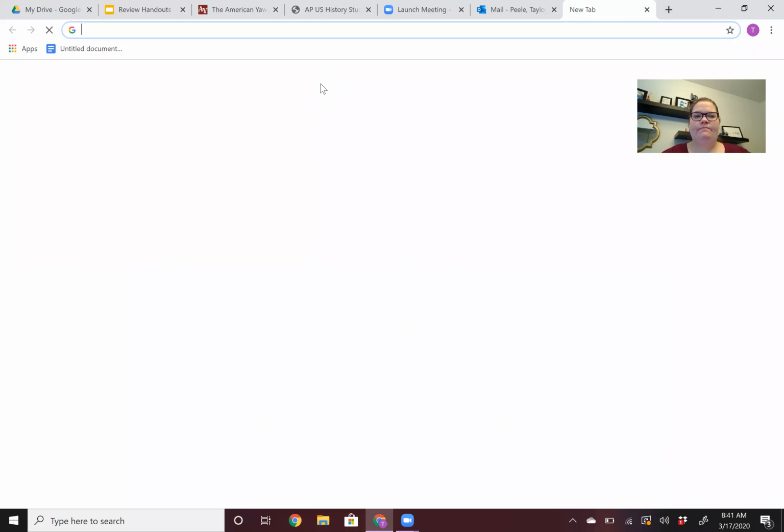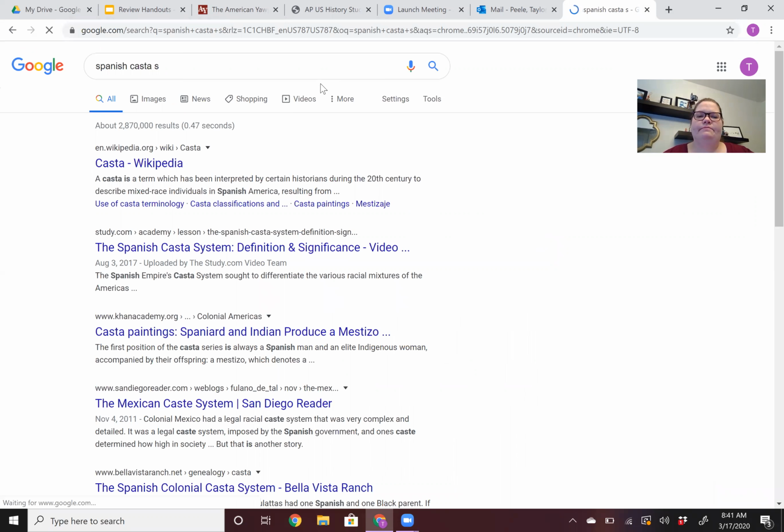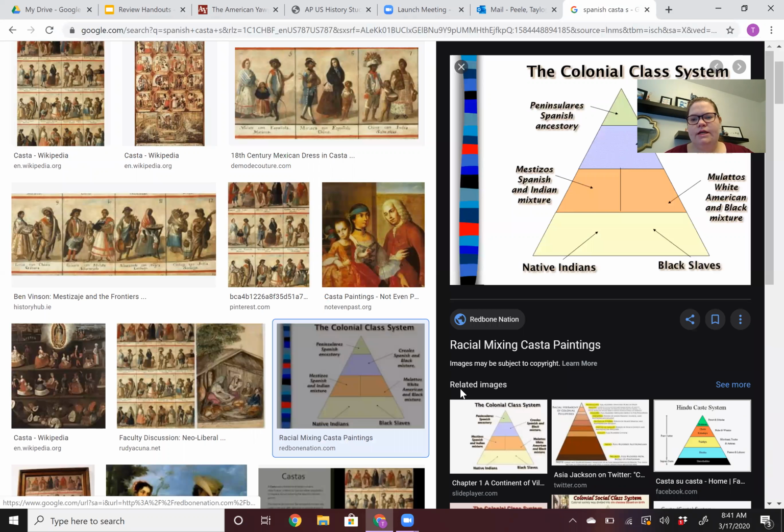We also talked a lot about that casta system, which is probably something that I can maybe show you again real quick. Yeah, so Google is a wonderful thing. If you want to see the image here, you can see the images of that casta system. Here's someone's kind of description of it.